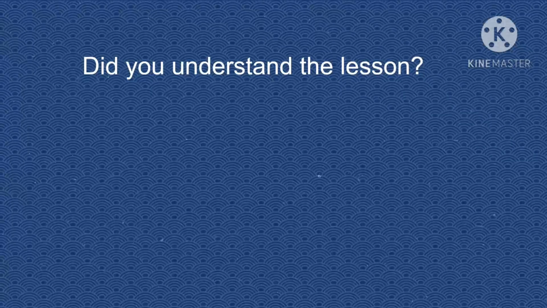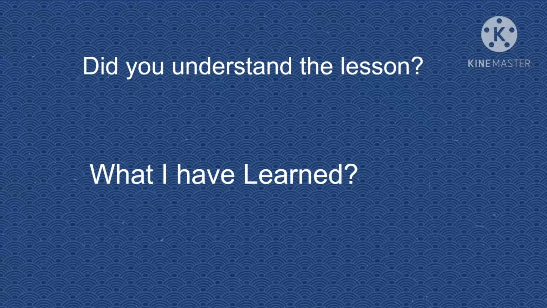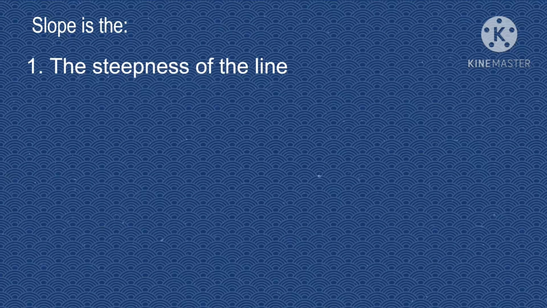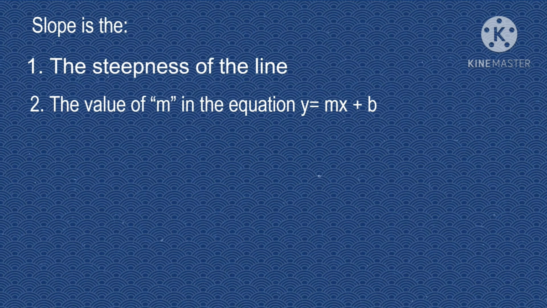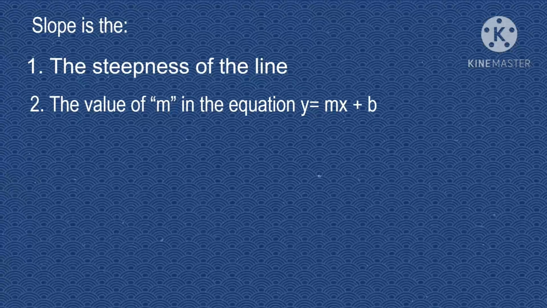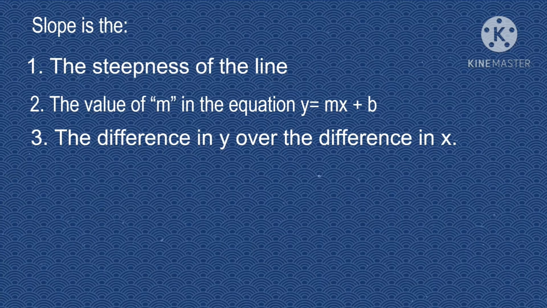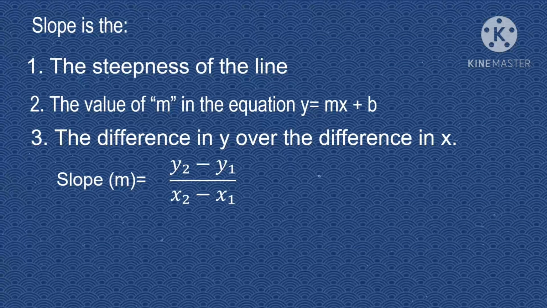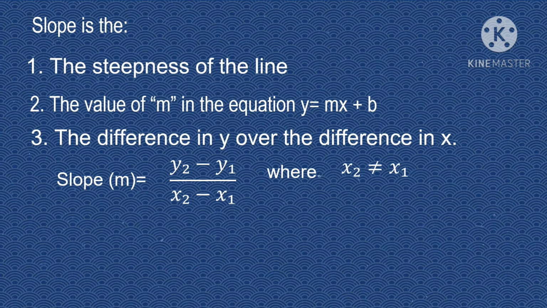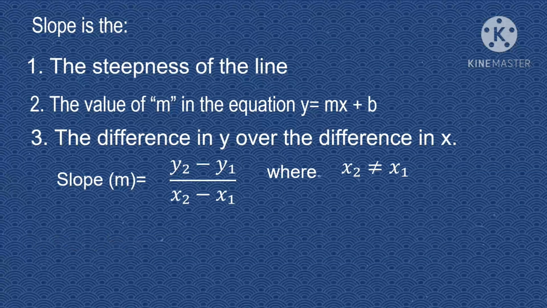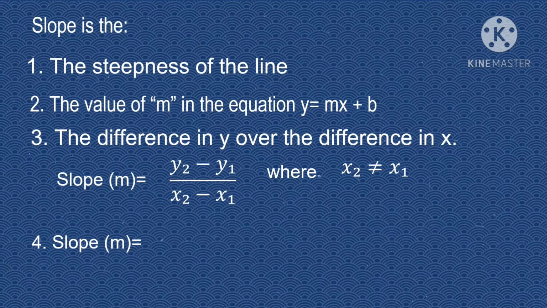Did you understand the lesson? What I have learned? Let's have a recap. 1, slope is the steepness of the line. 2, also, slope is the value of m in the equation y equals mx plus b. 3, the difference in y over the difference in x is also the meaning of slope. Slope m is equal to y sub 2 minus y sub 1 over x sub 2 minus x sub 1, where x sub 2 is not equal to x sub 1. And 4, slope m is the rise over run.